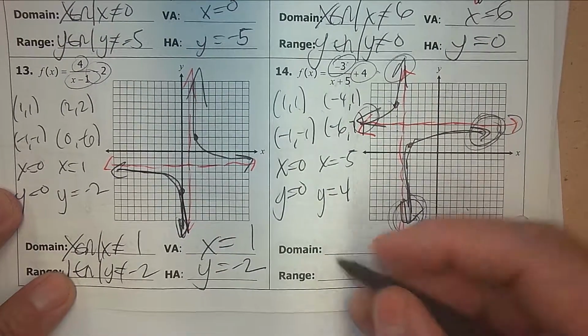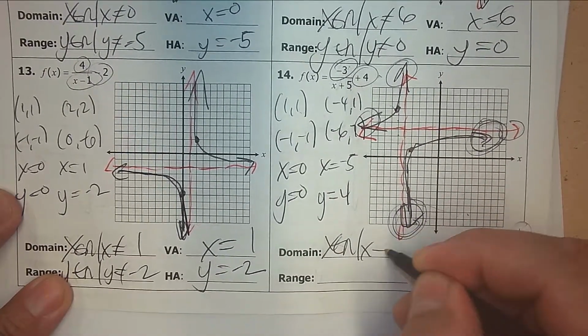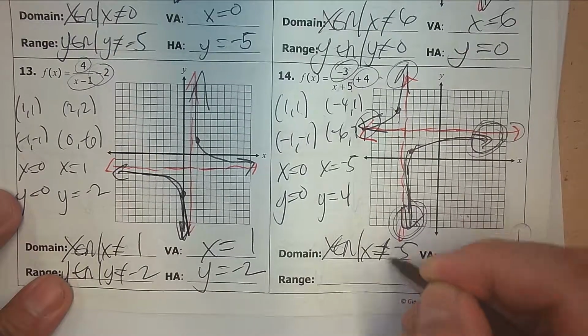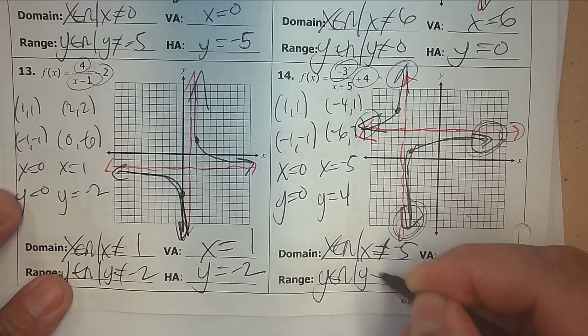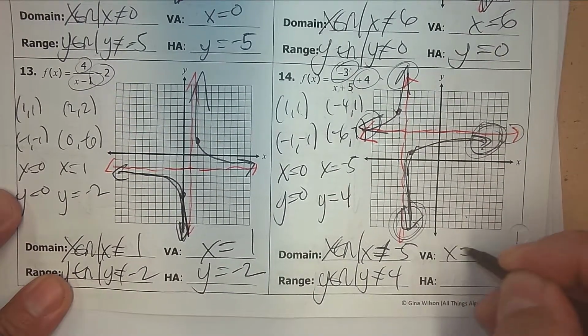All right, so x cannot equal negative 5. y cannot equal 4. Those are also your asymptotes, and you're done.